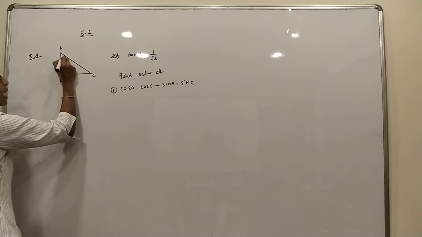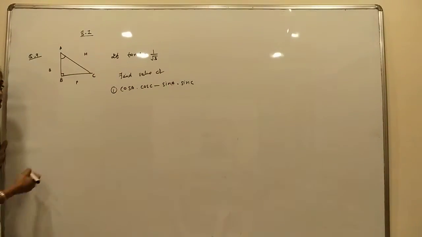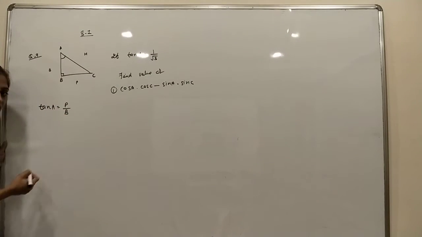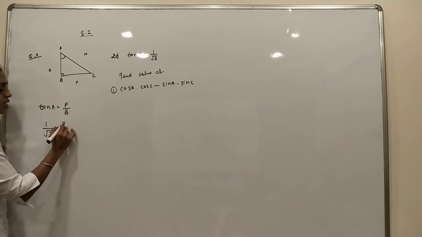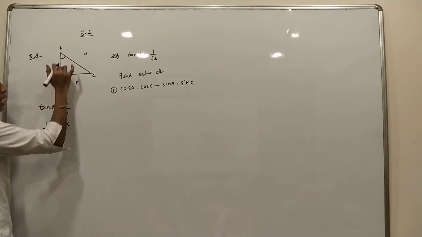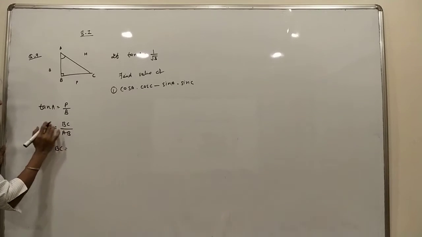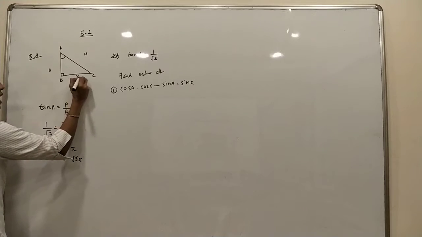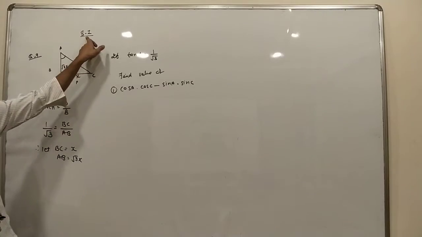Now A is the angle, so we have perpendicular, base and hypotenuse. Tan A equal to P by B, that we know. Tan A is 1 upon root 3, equal to perpendicular BC over base AB. So let BC be x, and AB is root 3x.